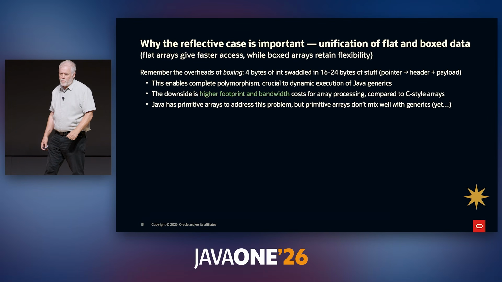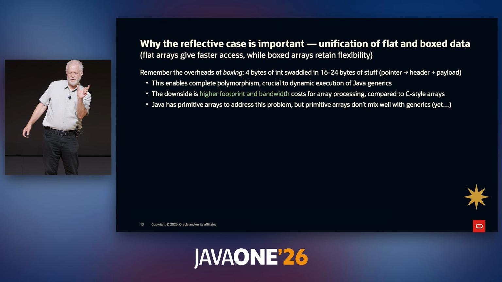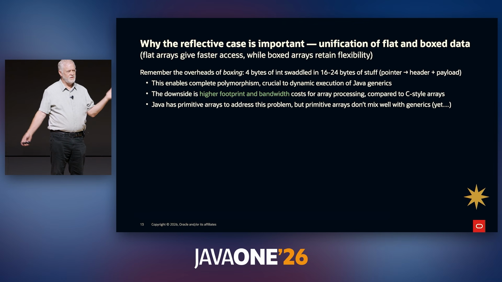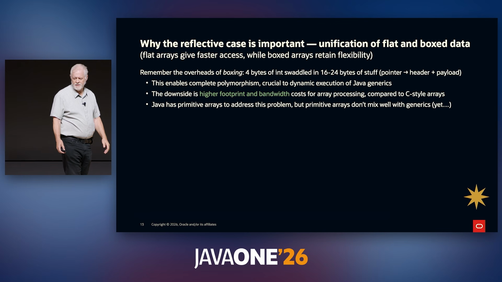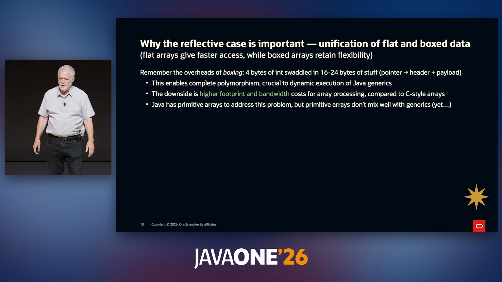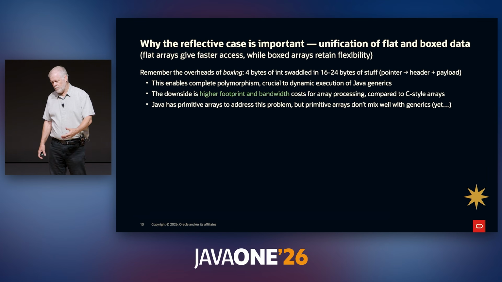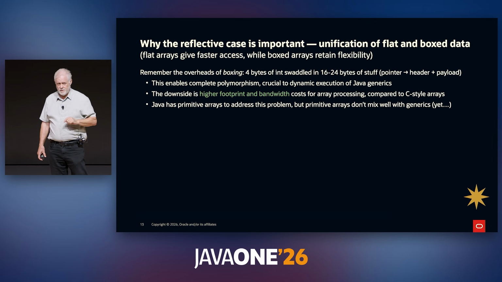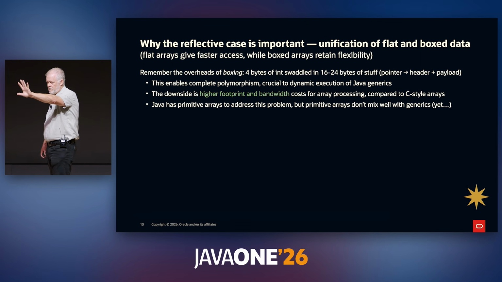The reflective case is important because boxing is a lot of extra stuff to maintain. 4 bytes of int payload, up to 24 bytes of other stuff wrapped around it. That's a lot of stuff to keep the books on. So the higher footprint also means bandwidth. If you've got more stuff in memory and you're obligated to walk over it, you need lots of memory bandwidth. That's the reason between the yellow and the green in the Java cases of hand-specialized flat ints versus generic non-flat ints.